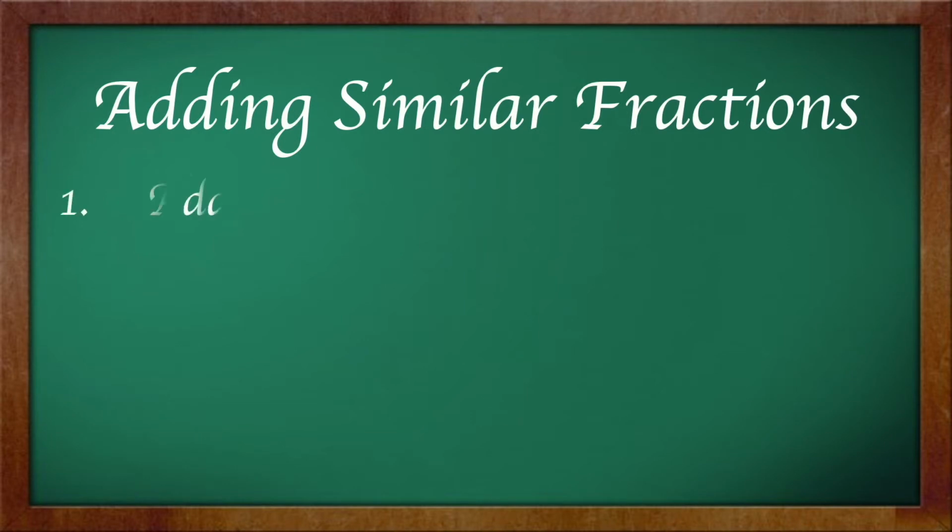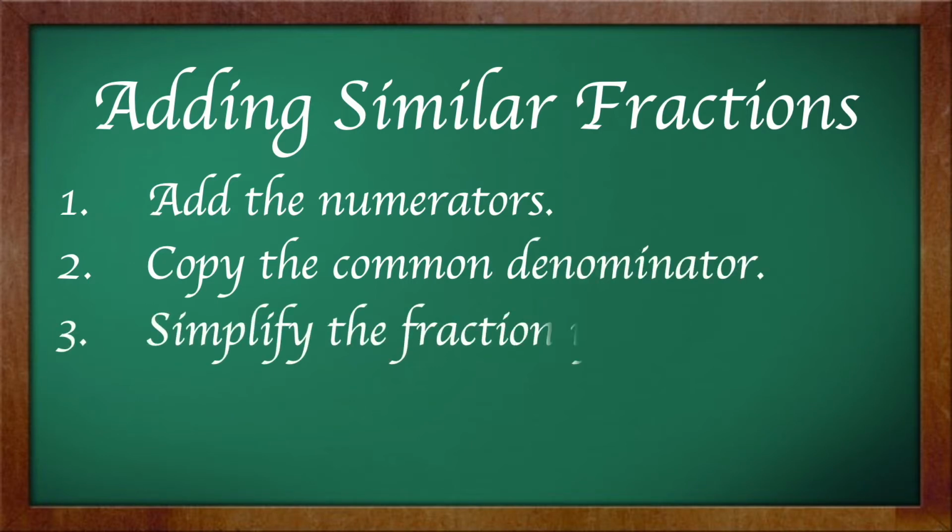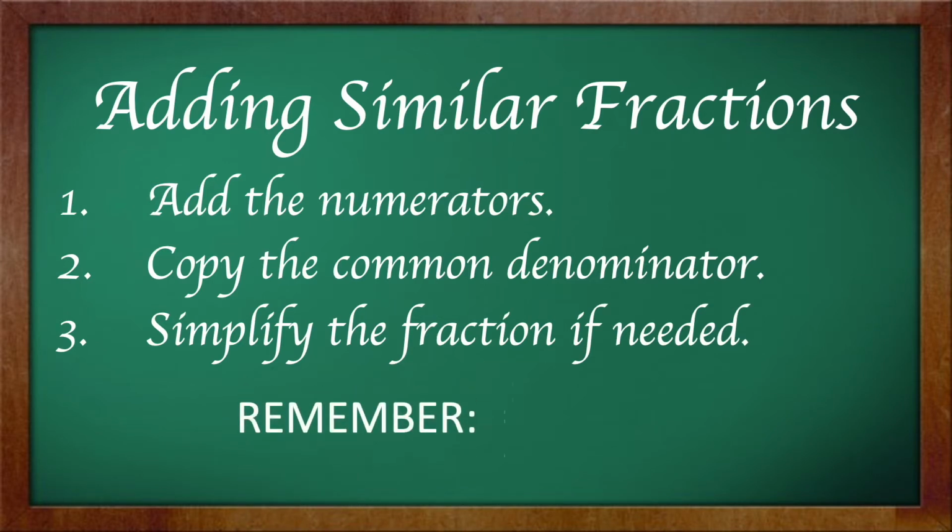Here are the steps in adding similar fractions. First is to add the numerators, then copy the common denominator, and simplify the fraction if needed. Remember, in a fraction, the number above is the numerator and the number below is the denominator.